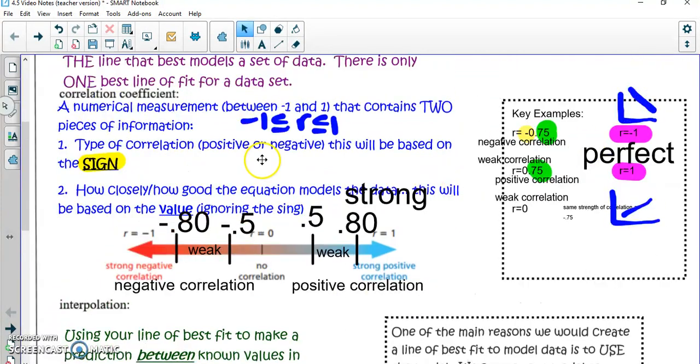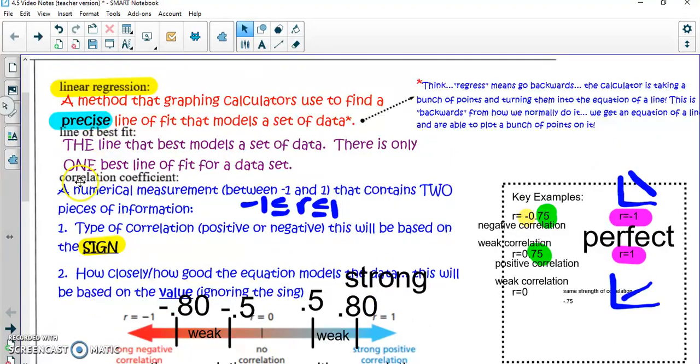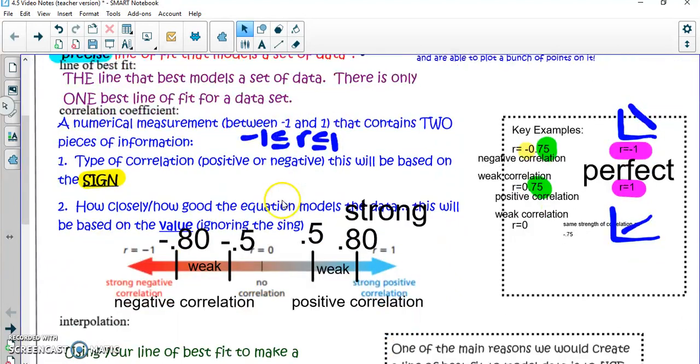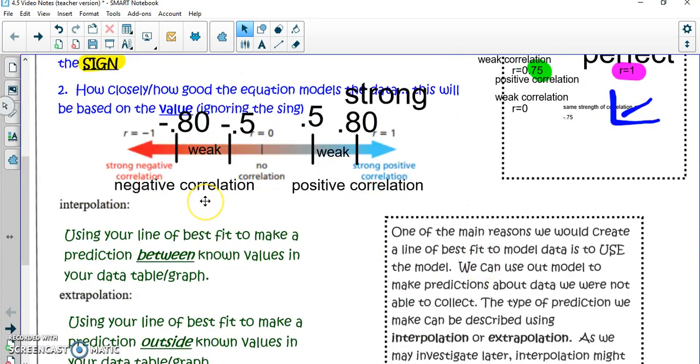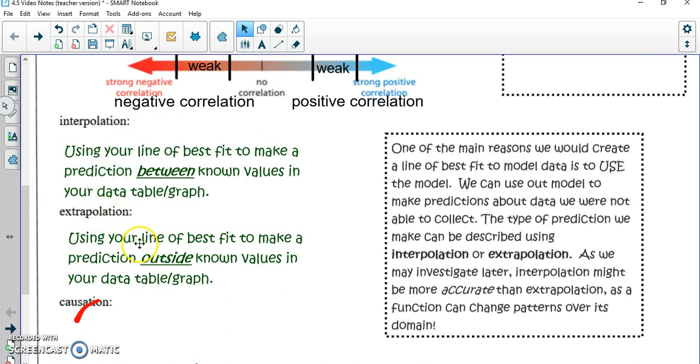Now, when we write a line of best fit, we can have the calculator give us the best one it possibly can. It'll give us the R value to say how good it actually is. We can use that line of best fit to make predictions. When we make a prediction within data that we have, we call that interpolation, and when we make a prediction about information outside of the data that we currently have, we call that extrapolation.